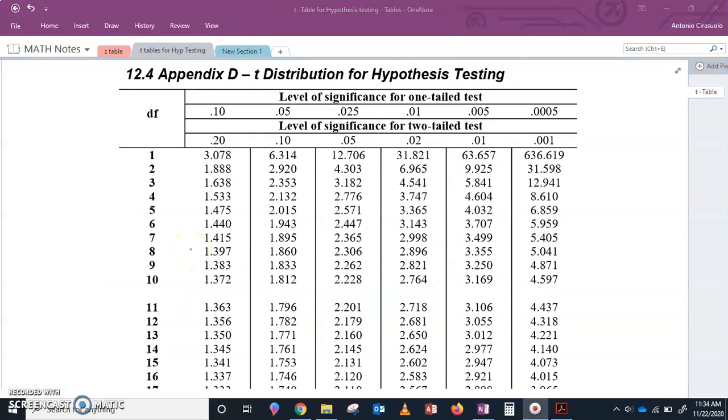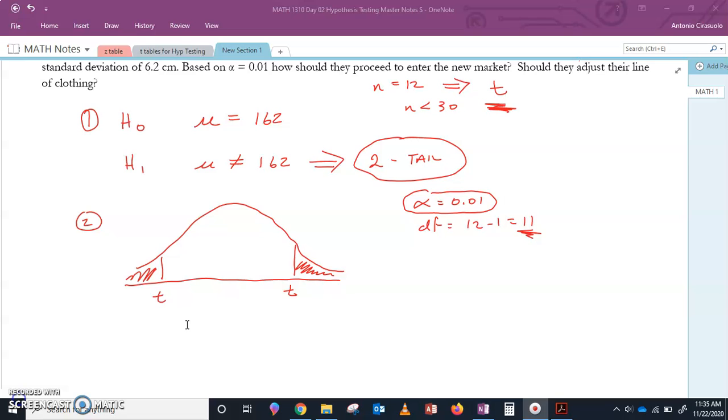So let's keep that in mind. And when we jump to the t-table, we're going to be using the two-tail row, alpha 0.01, and degrees of freedom was 12 minus 1, which is 11. And so the magic value, in this case, or the critical value, is 3.106. So the critical values are going to be 3.106 and negative 3.106.